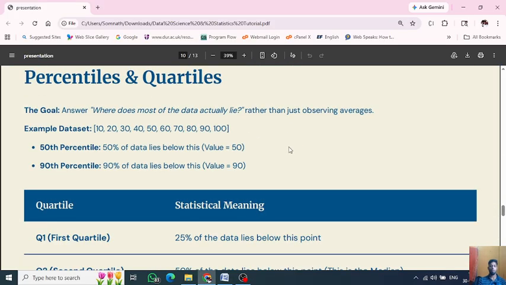Okay, this is how we calculate the standard deviation. Now let's go to percentiles and quartiles. Percentile answers where most of the data actually lies, rather than just observing the average.